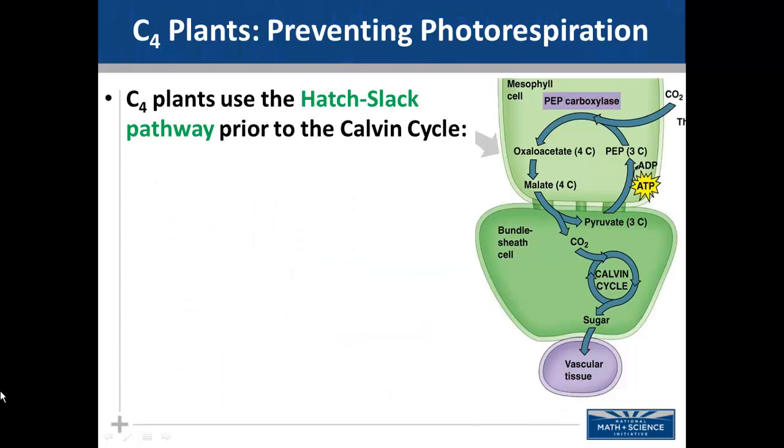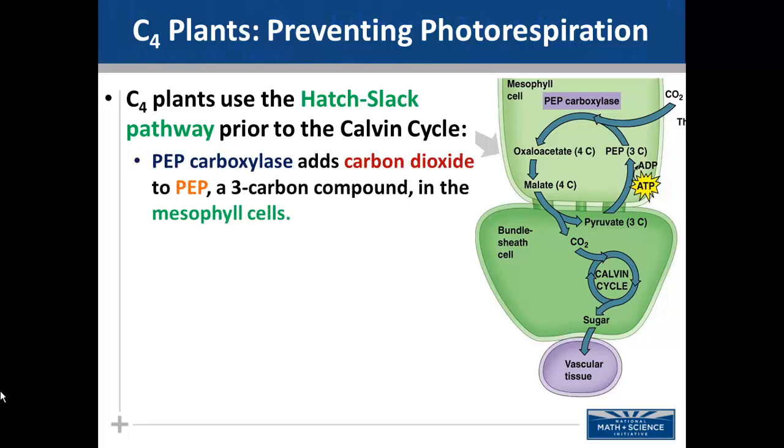C4 plants use something called the Hatch-Slack pathway, named after, of course, the scientists who discovered how it works. And here's what happens. PEP carboxylase, again, another enzyme, right? Think of that ase ending. It adds carbon dioxide to PEP, and PEP is a 3-carbon compound found in the mesophyll cells. And you can see that there on the right-hand side in the diagram.